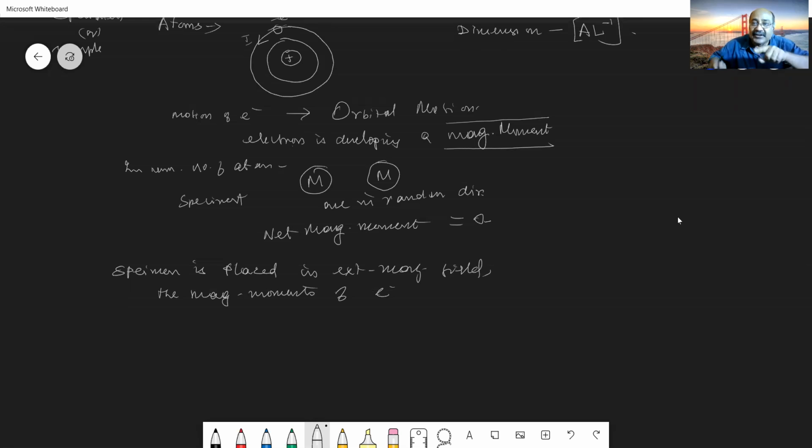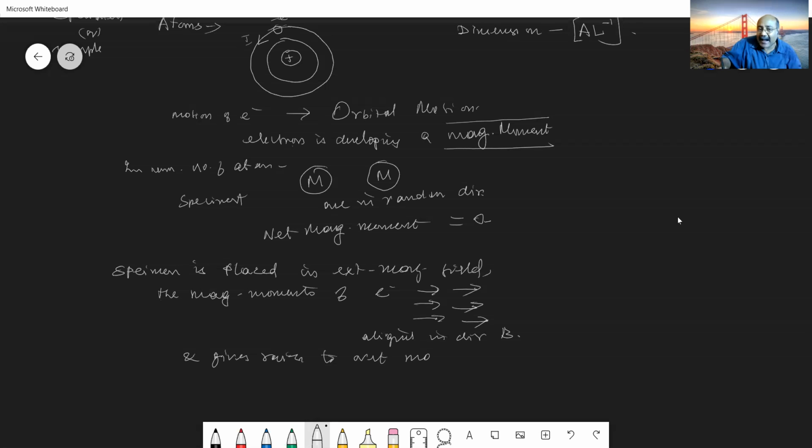due to orbital motion, which are in random directions, are made to move in a definite direction, giving rise to a net magnetic moment. So when the specimen is placed in the external magnetic field, the magnetic moments of electrons are aligned in the direction of applied magnetic field B, and give rise to a net magnetic moment.